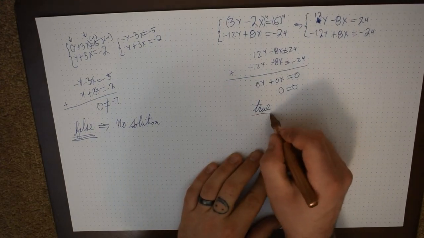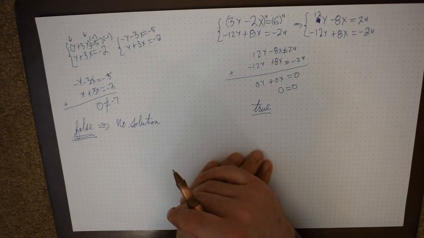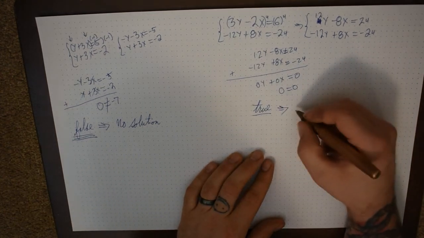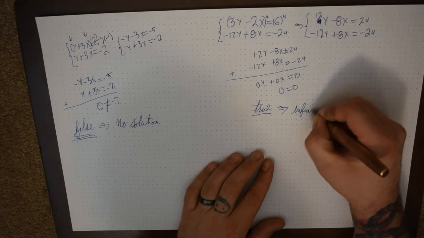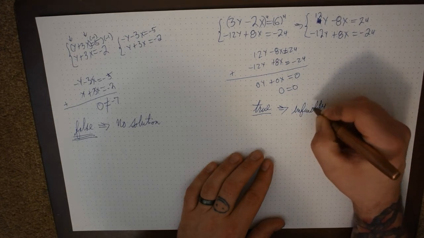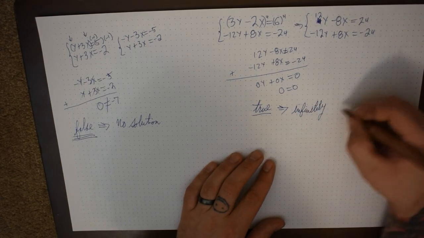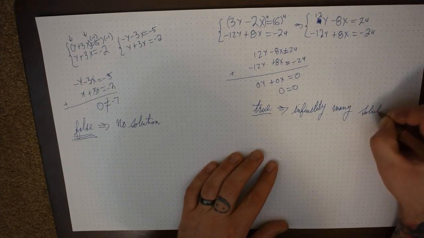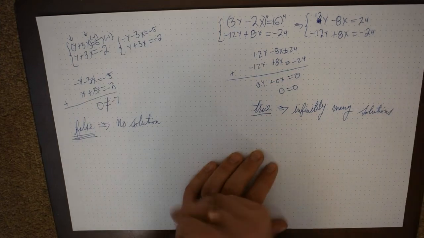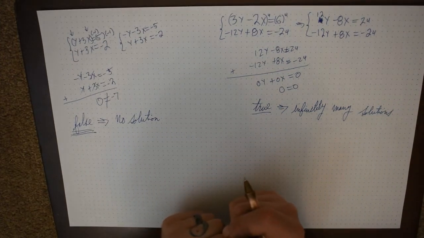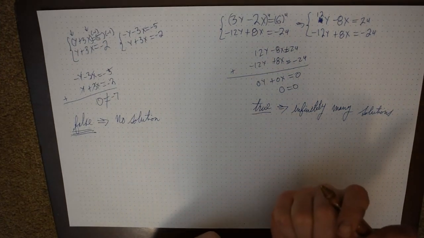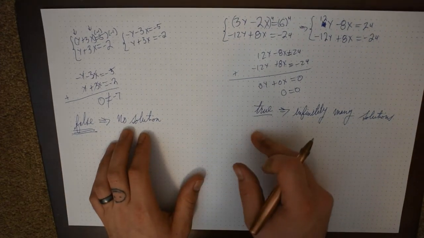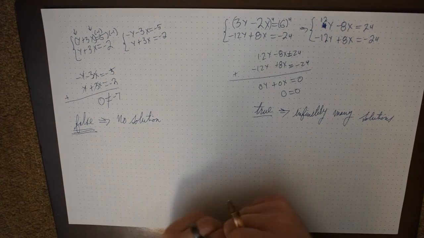When we have statements that are true regardless of the value of x and y, that means our system has infinitely many solutions. Just like with the method of substitution, with elimination, false statements are no solution. True statements are infinitely many solutions.